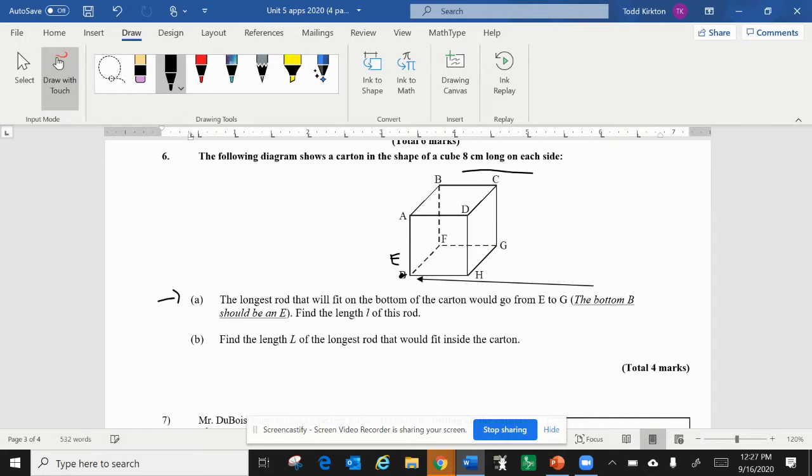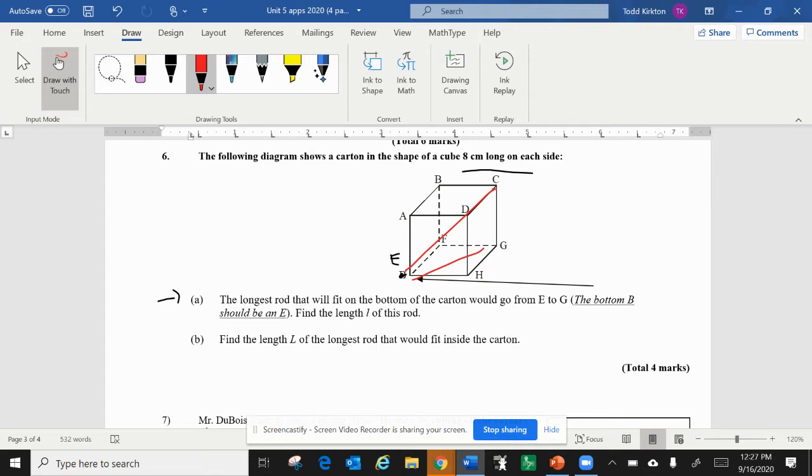They're going to ask about the longest rod or the longest distance that will fit across the bottom and the longest distance that will fit inside the carton. So if you think about a box, the longest inside the carton would be going from one corner to the opposite corner. That's the longest, and then it would be laying on its side. It couldn't go any lower. So it's just a Pythagorean question.